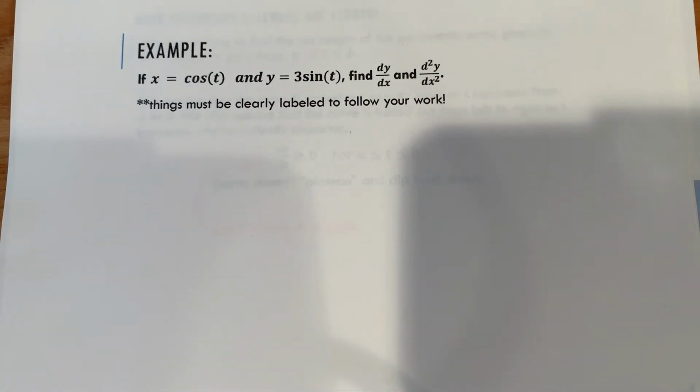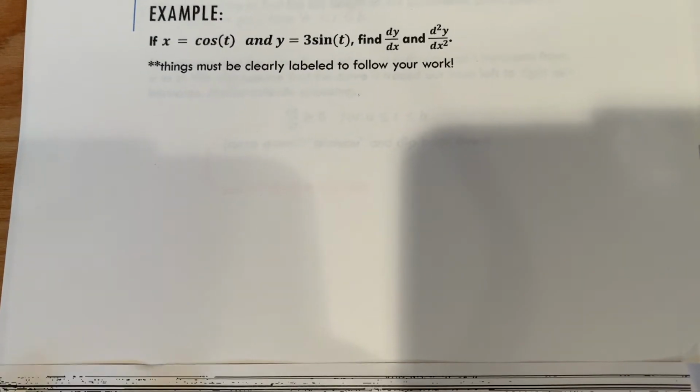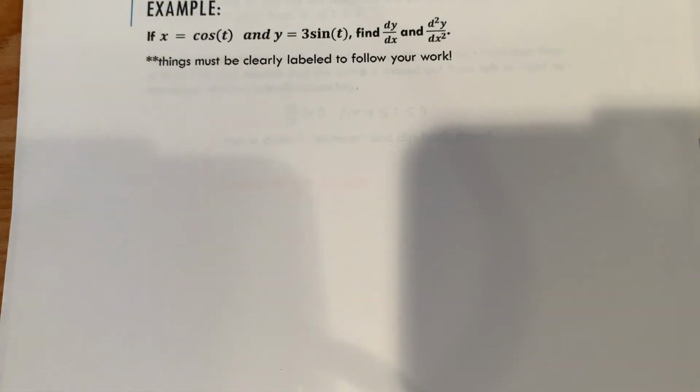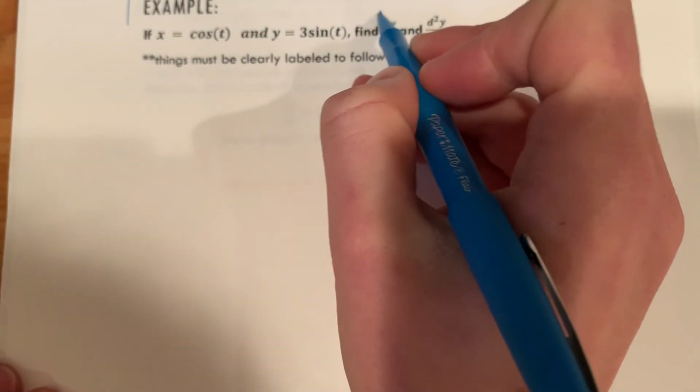So here our example says, x is equal to cosine of t and y is equal to 3 sine of t. Find dy/dx and find the second derivative. Just a note that things are going to need to be clearly labeled so that whoever is reading your work, whether it be me or the AP reader, can follow it. And that sounds silly, but it is important. And with parametrics, this can get a little complicated because you're asked to find two different things.